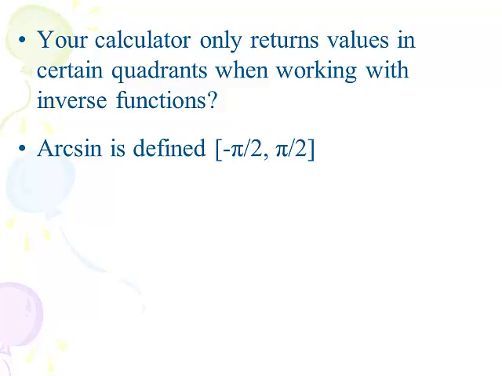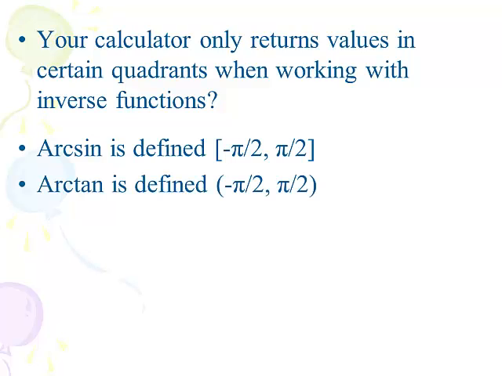In other words, those endpoints are inclusive. And your calculator only returns values between that range, negative pi over 2 and pi over 2, or rather negative 90 degrees and 90 degrees, whenever you hit inverse or arc sine. Arc tangent is also defined between negative pi over 2 and pi over 2. Now notice it's non-inclusive, those are parentheses at the end, or negative 90 degrees and 90 degrees. So every time you hit inverse or arc tangent, you only get values between negative pi over 2 and pi over 2. And inverse cosine or arc cosine is defined between 0 and pi. Every time you hit the inverse cosine key, it always returns an angle between 0 and pi.